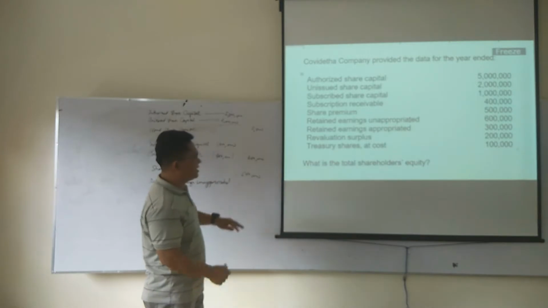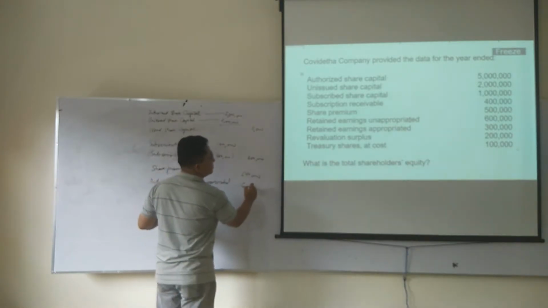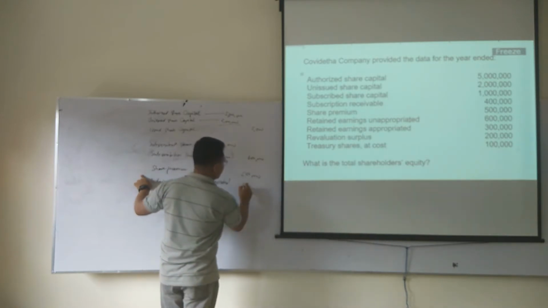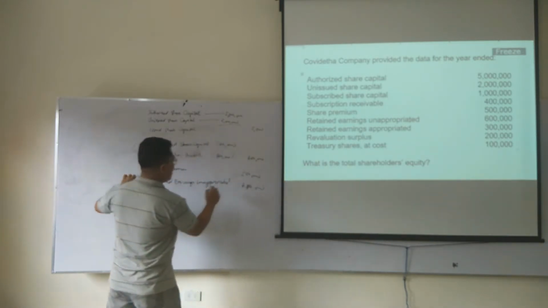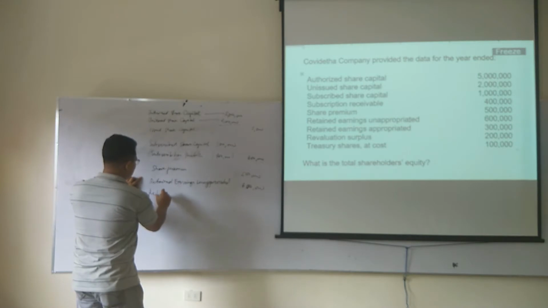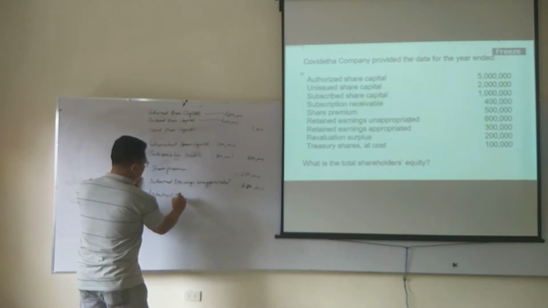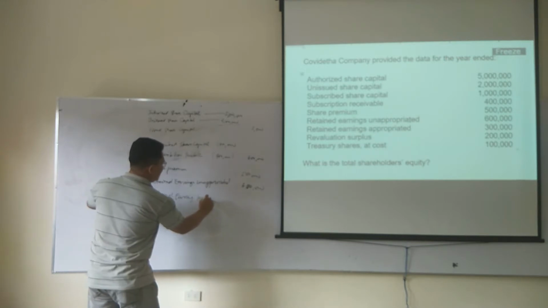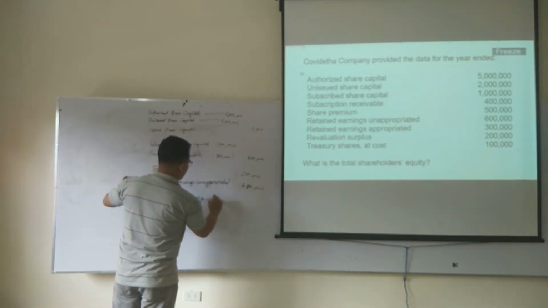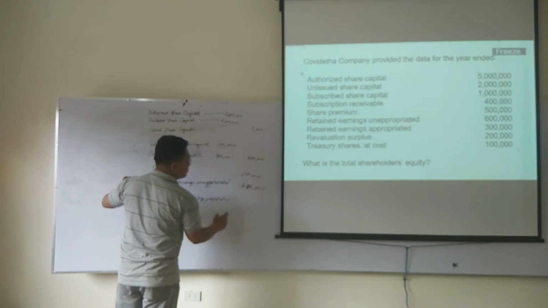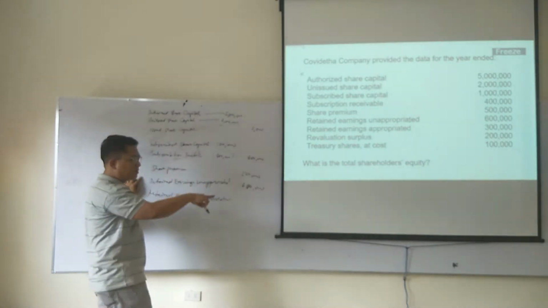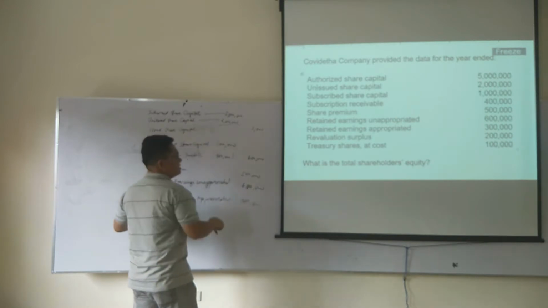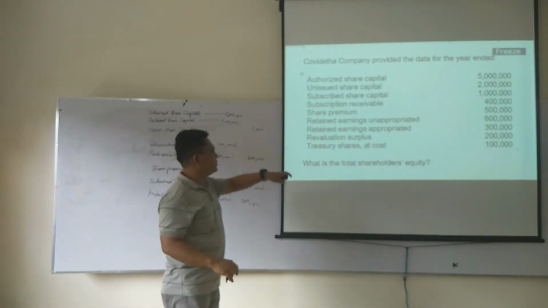So retained earnings unappropriated, you have here 600,000. You also have retained earnings appropriated. Though it's appropriated, it is still part of the total stockholders' equity. So 300,000 is still part of our computation.